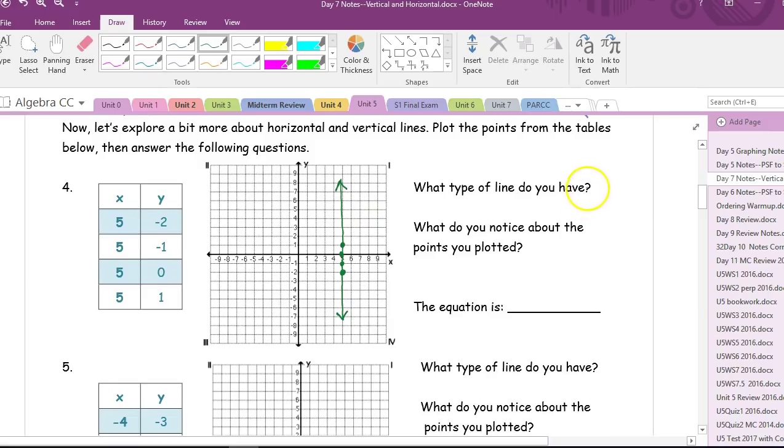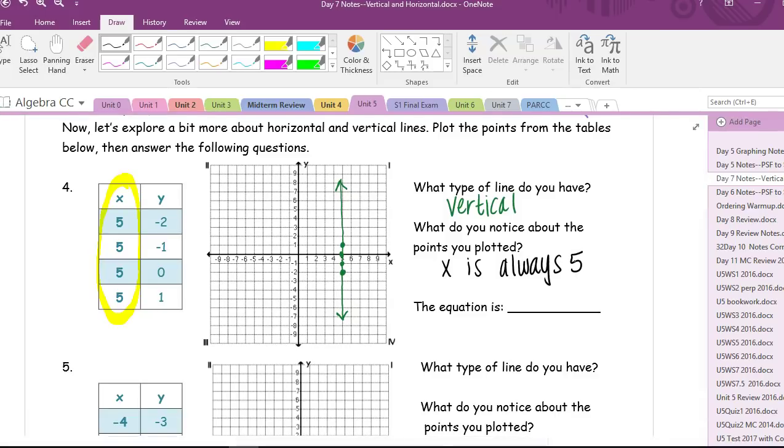So what type of line do you have here? This should be vertical. And what you should notice about all of the points that you plotted is that every single one of them has an x value of 5. And so what's really crazy about vertical lines is vertical lines are the only type of lines that are not y equals. They are actually x equals. And the equation is just x equals 5 because every x is 5. That's it. That's the whole equation. You don't need to find the slope. You don't need to find an intercept. It's just x equals 5.